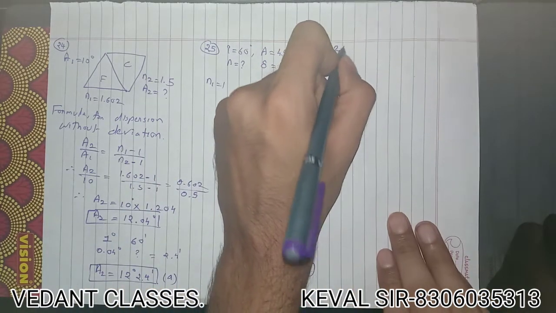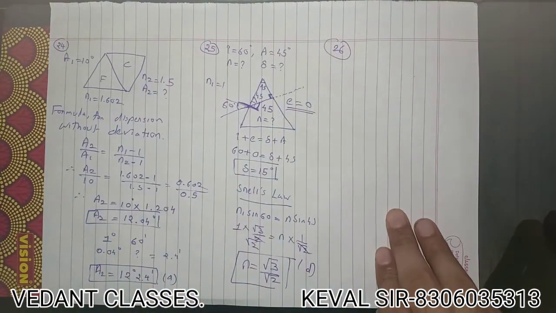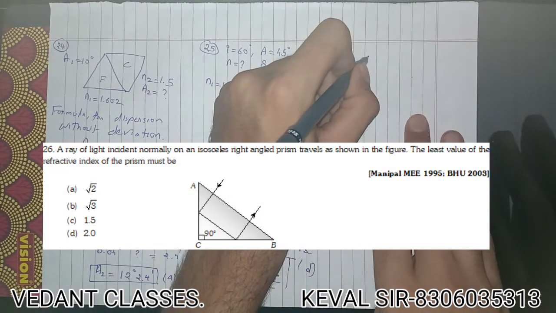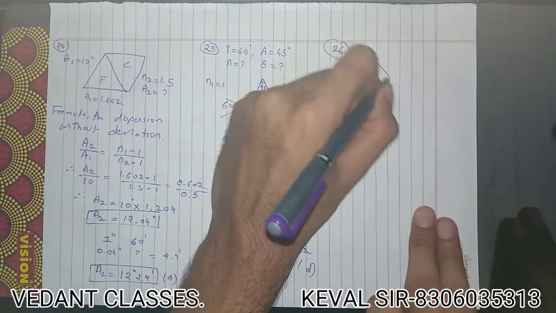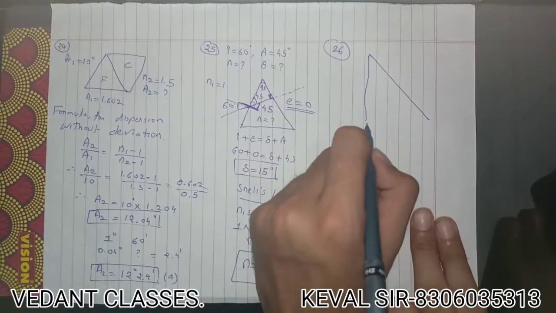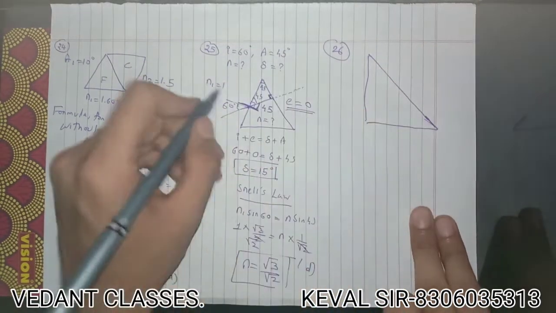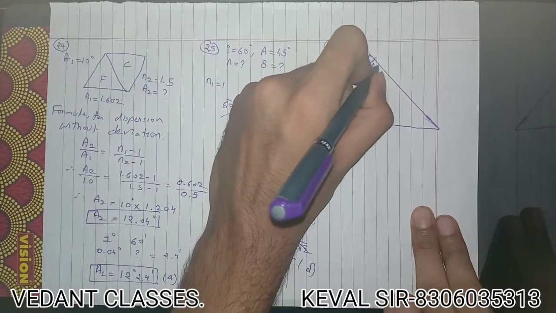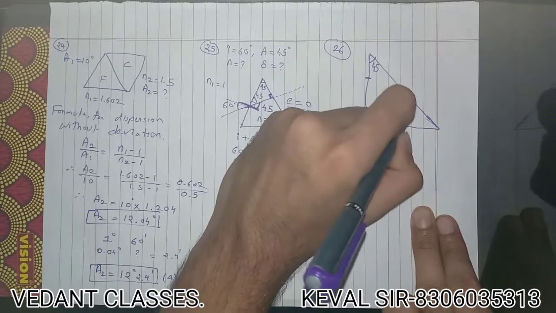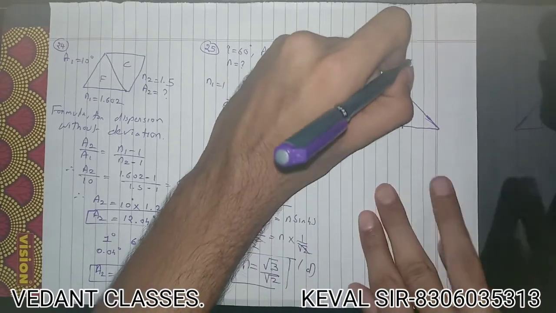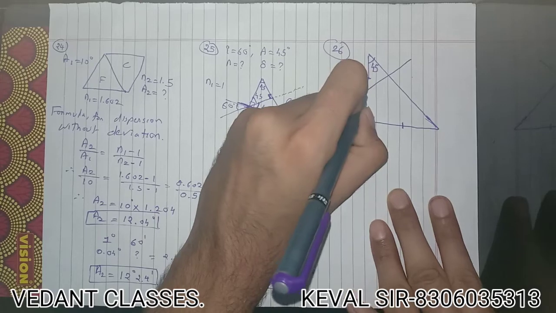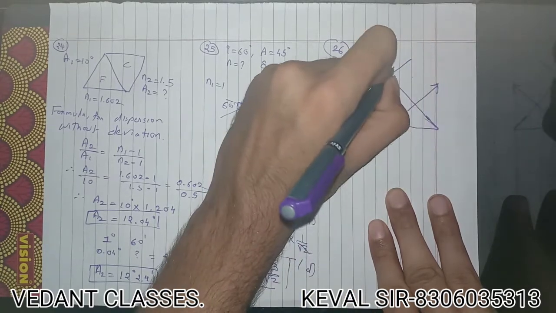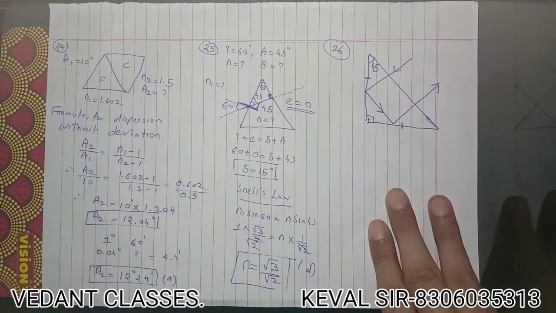That's all. The next question, question 26, you can see on your screen. In question number 26, a right angle prism is given. Here it is given 45, and this is said to be an isosceles prism. The ray is incident like this, and it is refracted like this, then again it is refracted like this. This is the path of the ray that is given in the question.